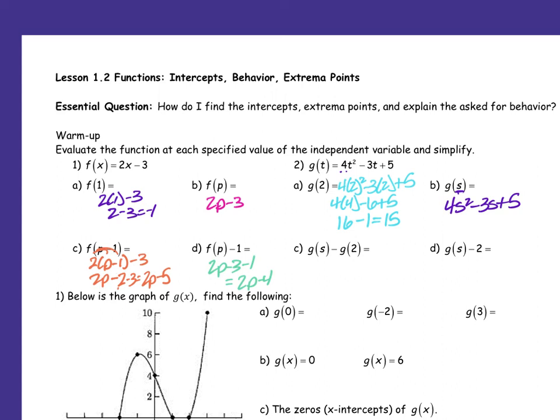Okay, so now I have g of s minus g of t, and look at this. I'm sorry, g of 2. So I'm going to take this one, g of s, and subtract g of 2 from it. I've already figured them out, so I really don't have to do the math again. So I'm going to do 4s squared minus 3s plus 5 minus 15. Okay, great. Which gives me 4s squared minus 3s minus 10.